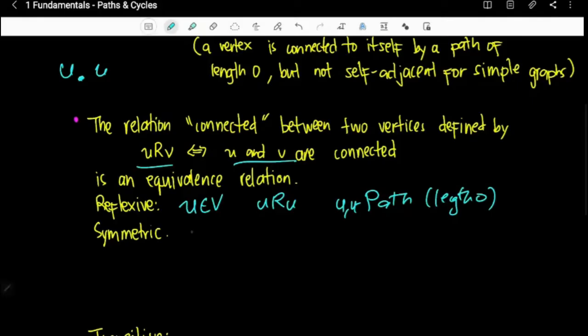How about symmetry? So, anong kailangan sa symmetry? So, dapat meron kang dalawang point such that U is connected to B.